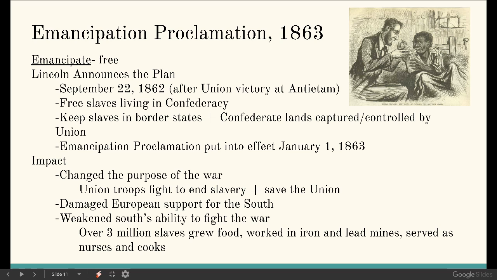And then the Emancipation Proclamation also weakens the South's ability to fight the war. Over 3 million slaves were growing food, working in iron and lead mines for the war cause, and served as nurses and cooks. And so for Lincoln to just suddenly free those slaves is going to be a major detriment to a third of their population that is fighting and working for the cause of the South. And so, like I said, a lot of Southerners are not going to just go ahead and free their slaves, but it sort of poisons the well for slavery in the South. So it's going to be a major blow to the South's ability to make war.